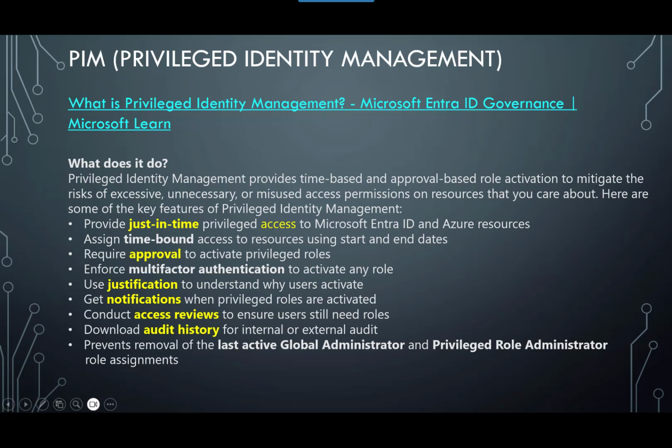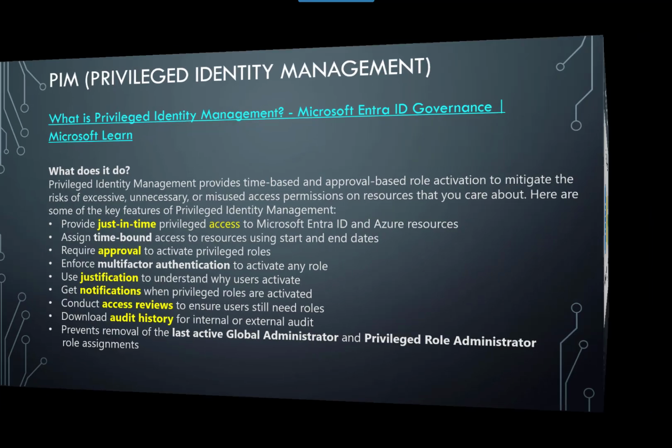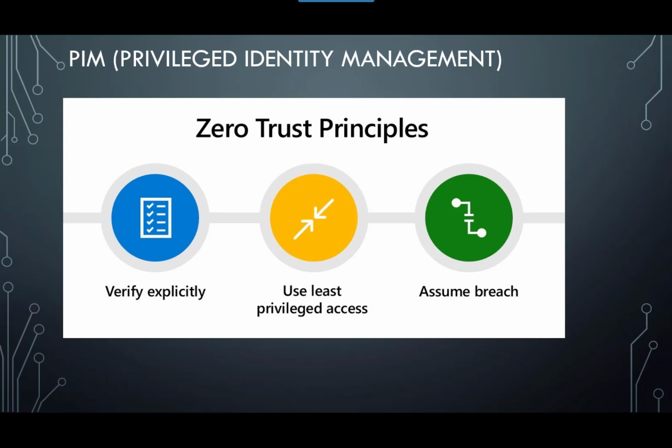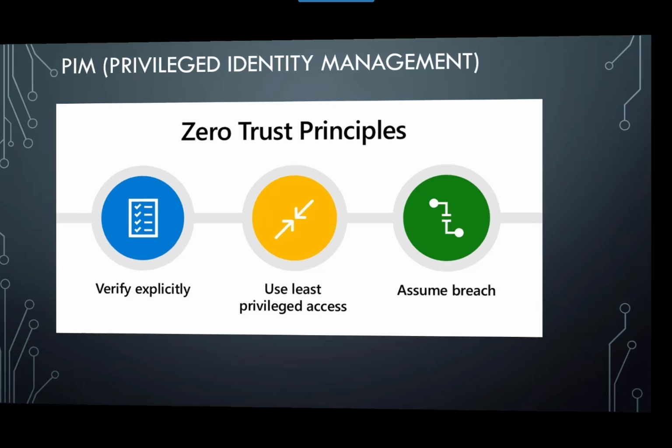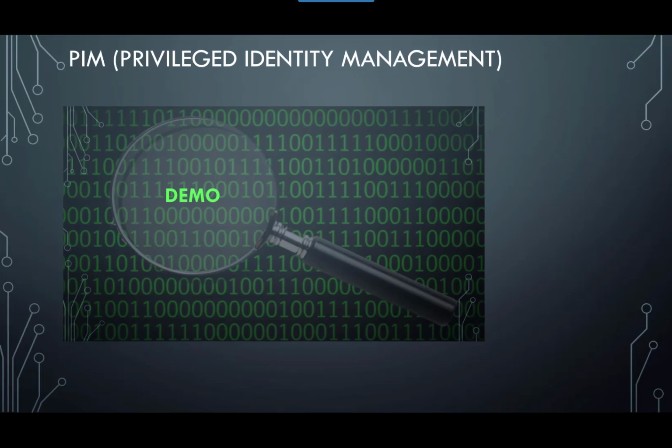Of course, it is time-bound. You can put approval, you can put justification, notifications, and all of that, and you can also audit what was going on. But the main point is, for a certain period of time, a specific user gets access to something. And of course, this plays nicely together with our zero trust principles and to give people only the access they need. Use the least privileged access. And how this works, well, that's something we are going to investigate now.